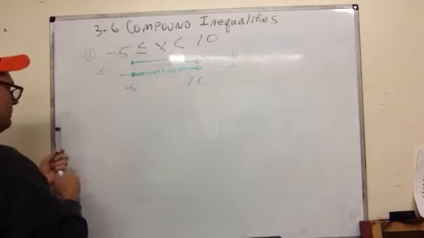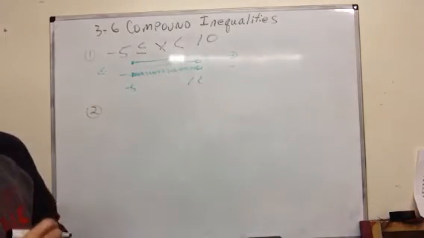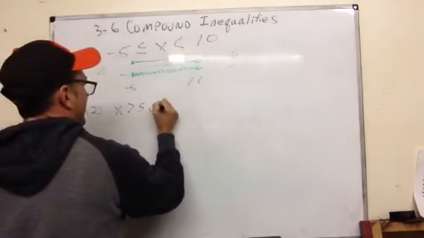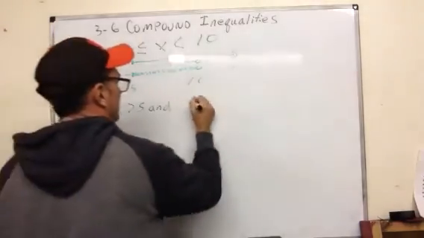Number 2. This one's written a little bit different. We have x greater than 5 and x less than 25.